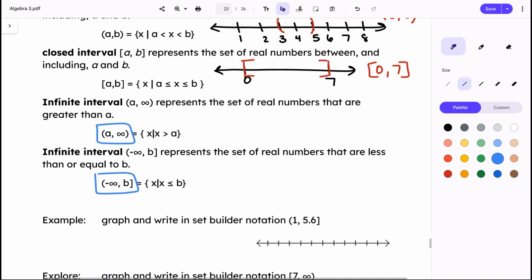So it would keep going and going and going. The numbers would continue to get bigger or continue to get smaller. So we can't put a hard bracket on that because we don't actually have a number that represents infinity, because infinity goes forever. So we always have a parenthesis with infinity to represent that it would continue to go beyond the highest point that we could get to.